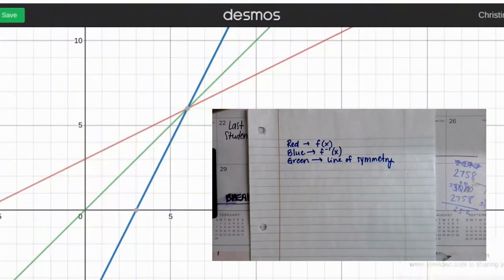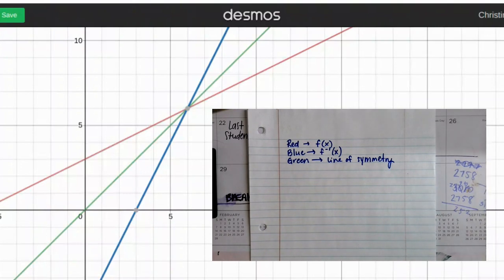For 5-17a, you had both your graph of the original equation and the inverse graphed on one coordinate grid. Your job was to draw in the line of symmetry. So remember, a line of symmetry would be if we folded our graph along this line, they would match up and lie perfectly on top of each other.